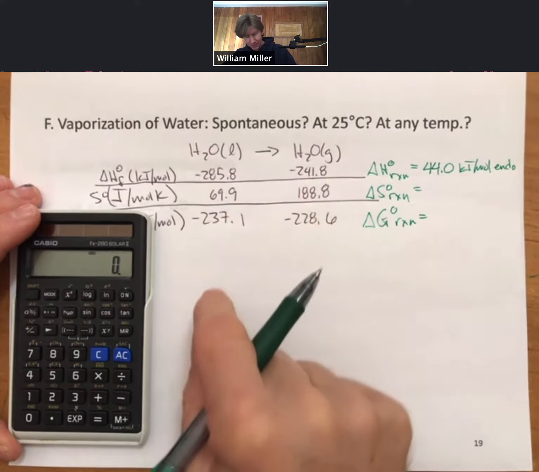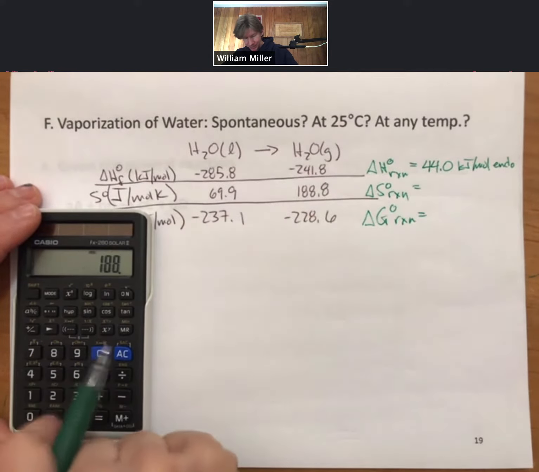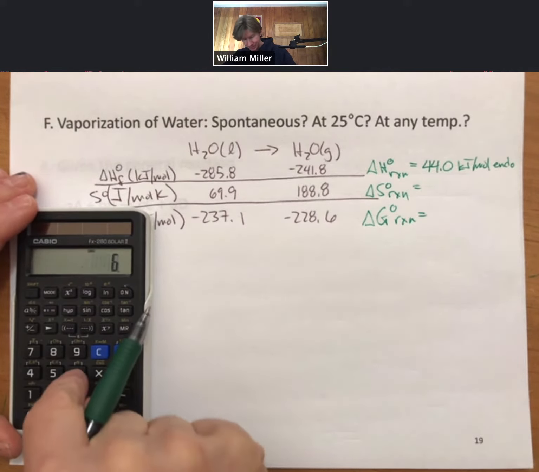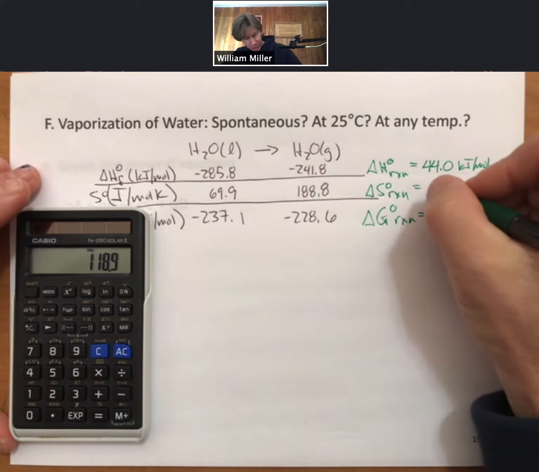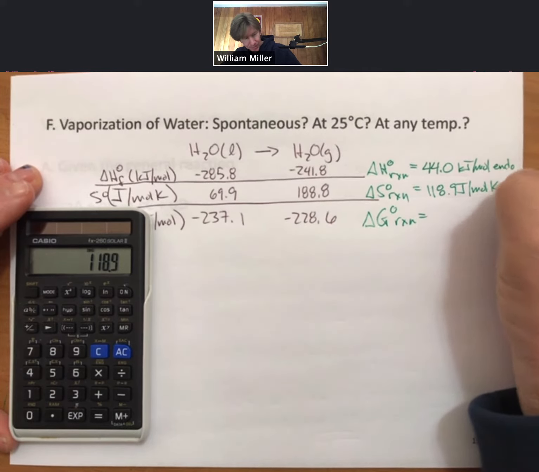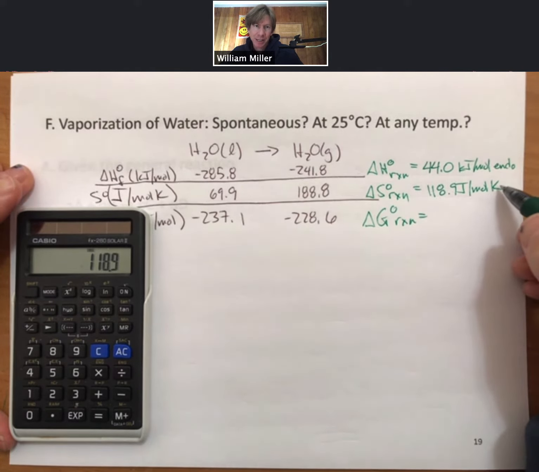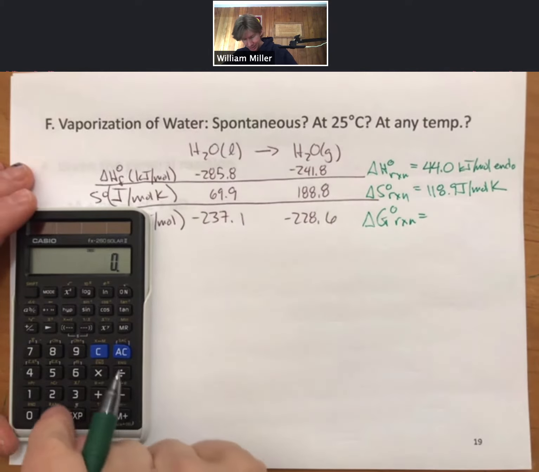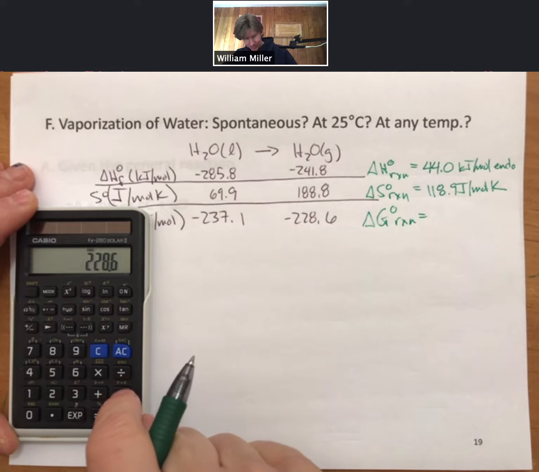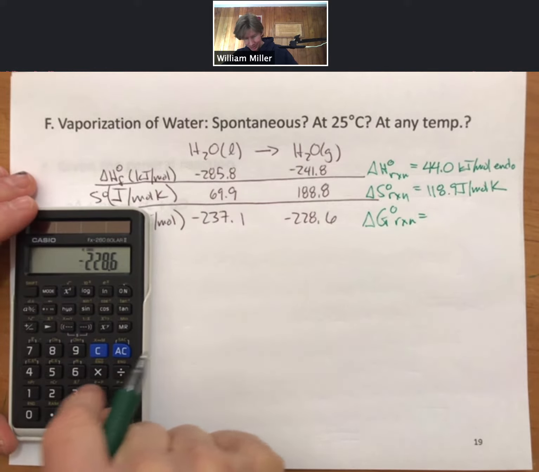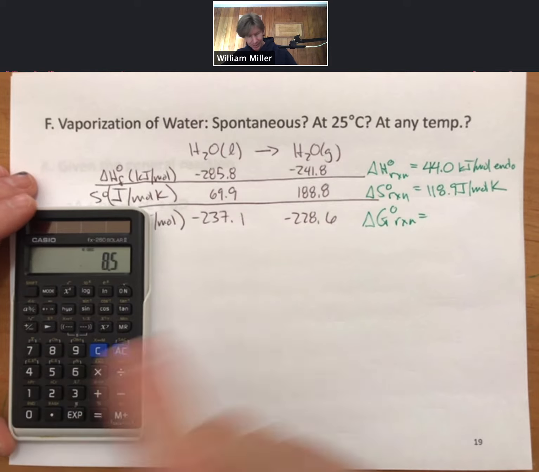This one here, gases, of course, much more dispersed matter-wise than liquids, so higher entropy. 118.9 joules per mole Kelvin. Favors being spontaneous. And delta G, 228.6 minus plus 237.1, 8.5.